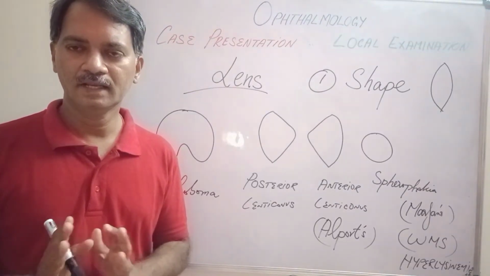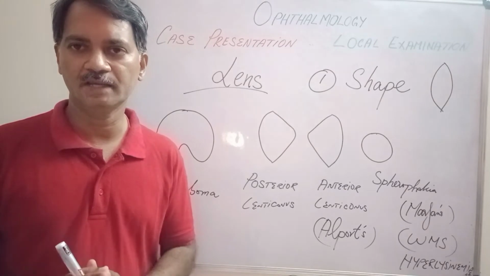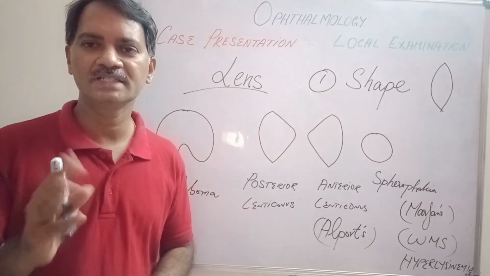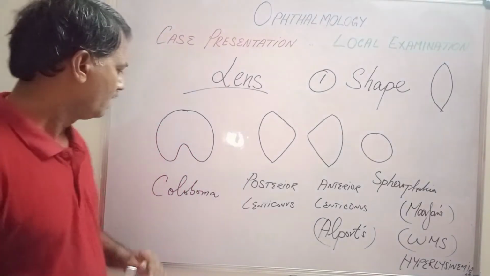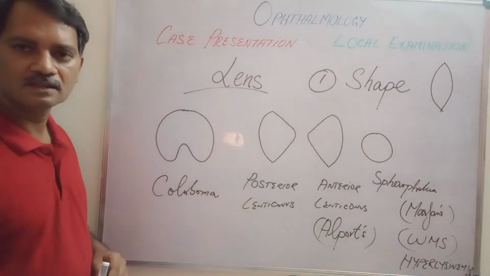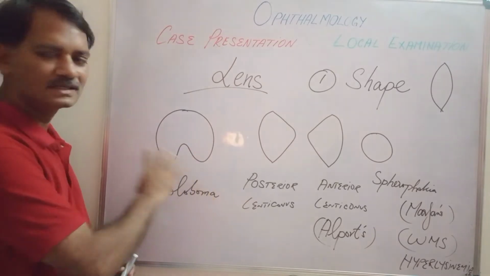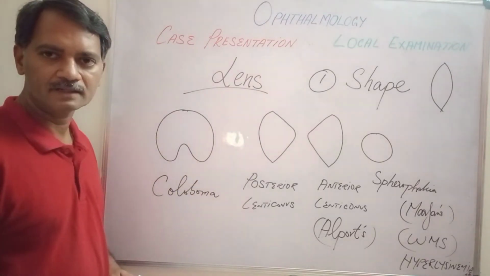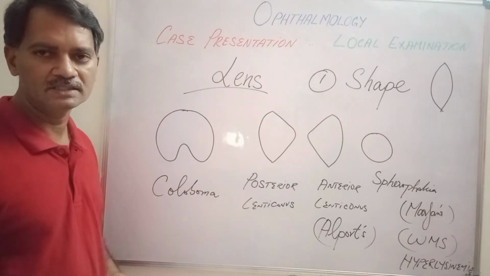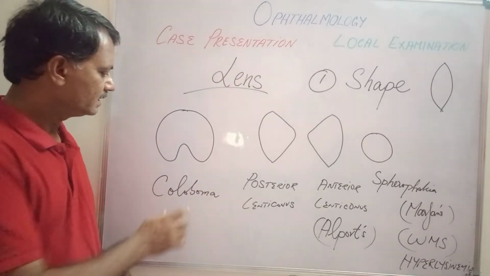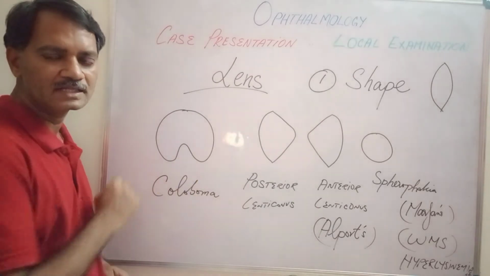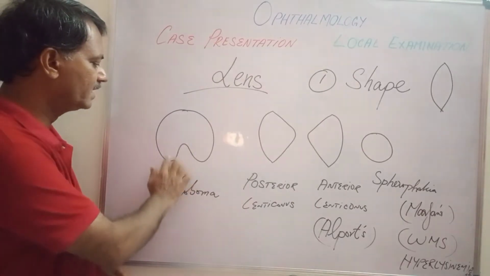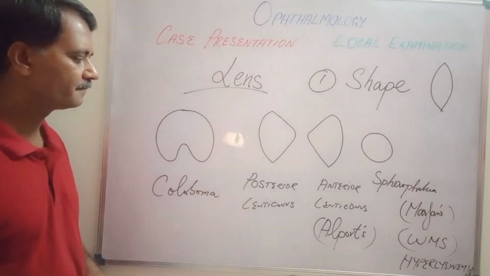Normally, the lens is biconvex in shape. Let us see some examples for abnormal shaped lenses. Coloboma of the lens. One portion of the lens is not developed. There is a defect in the lens development. This is a congenital problem where the zonules on the inferior aspect are absent, so that the lens does not develop on the inferior aspect.